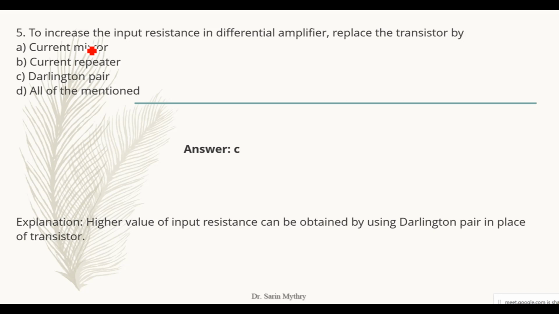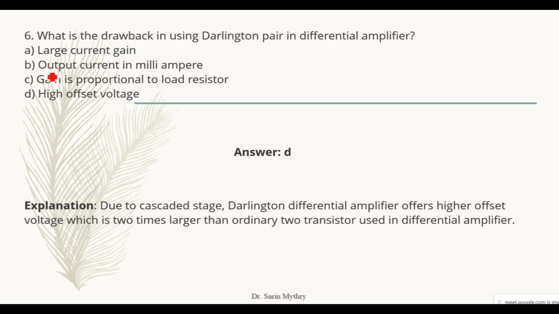So ultimately, if you have a constant current gain there, it means that particular circuit has the highest input resistance. So that can be done with the help of what? Your Darlington pair. So the answer will be Darlington pair. Next one.